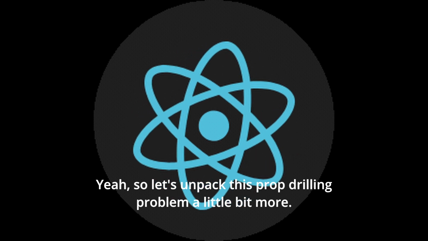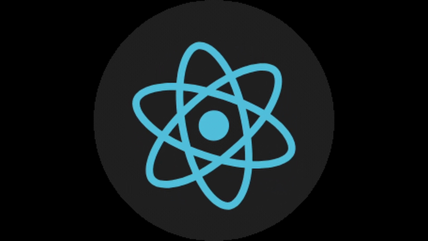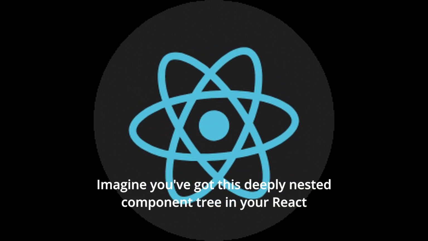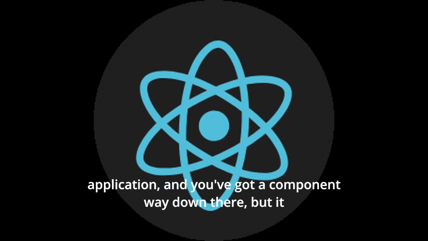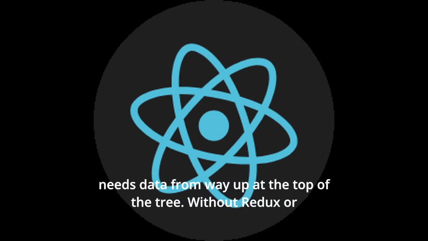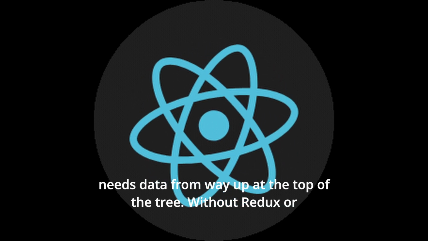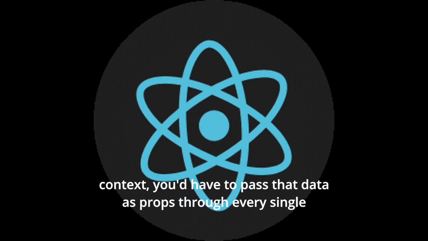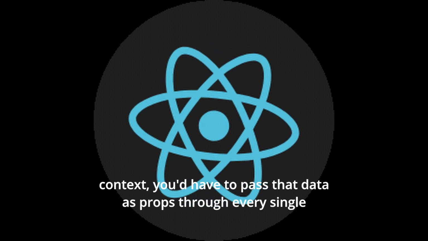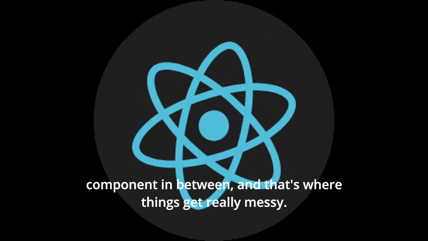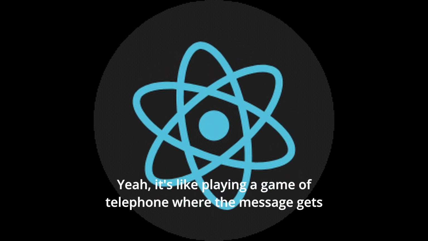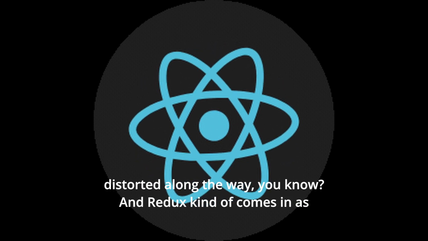Yeah, so let's unpack this prop drilling problem a little bit more. Imagine you've got this deeply nested component tree in your React application, and you've got a component way down there, but it needs data from way up at the top of the tree. Without Redux or context, you'd have to pass that data as props through every single component in between, and that's where things get really messy. Yeah, it's like playing a game of telephone where the message gets distorted along the way.